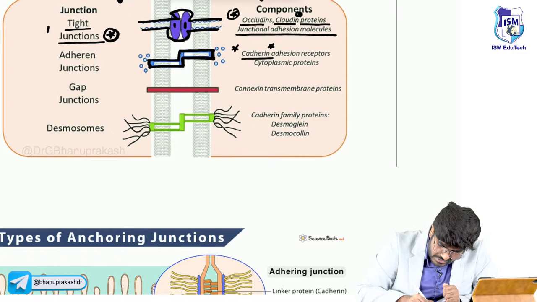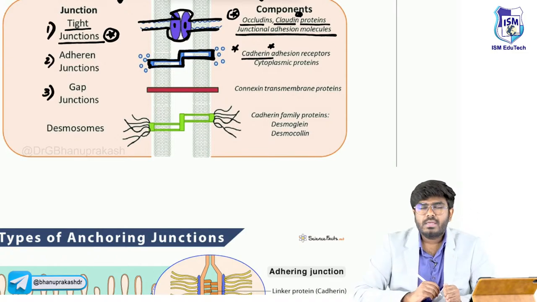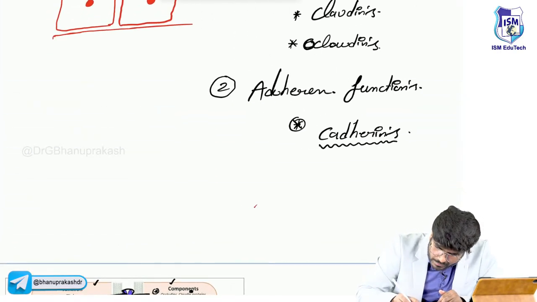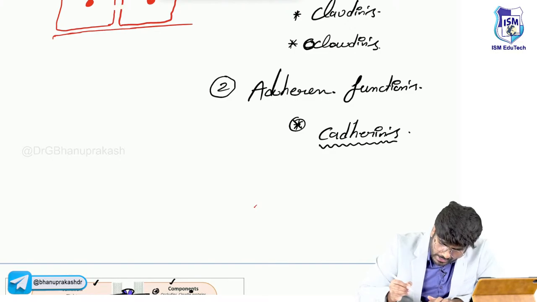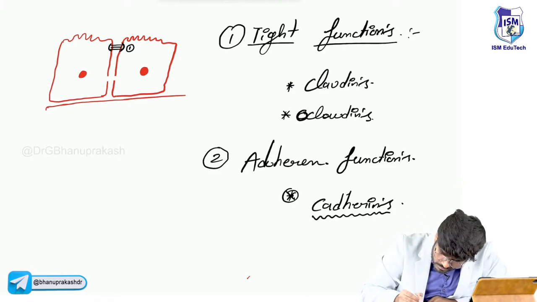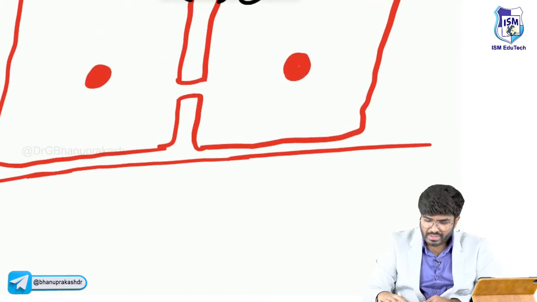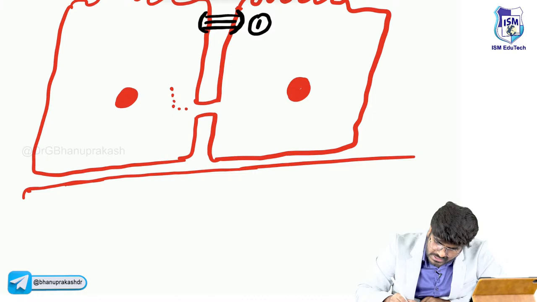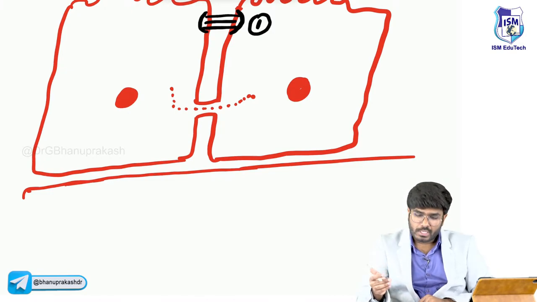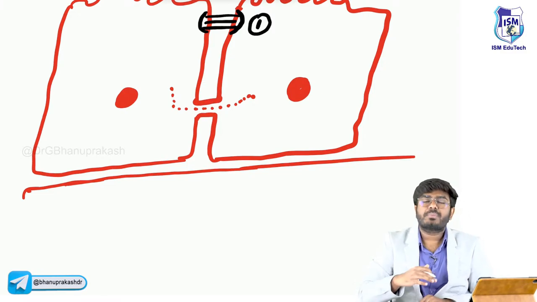The third junction between the two cells. First junction completed, second junction completed. Now I need to make a little change in the diagram. See, in between these two cells, I am creating a gap. Now, as there is a gap between these two cells, substances from one cell can go into the other cell. There is exchange of materials, exchange of ions, exchange of voltage can also happen. Later you will understand. So there is a junction between these two cells through which the substances are getting exchanged.